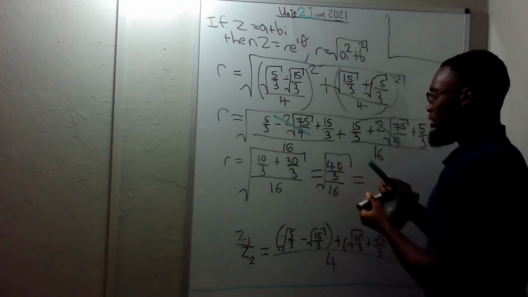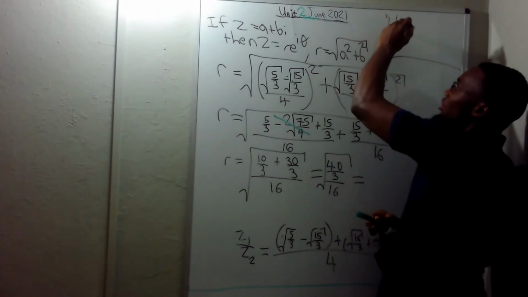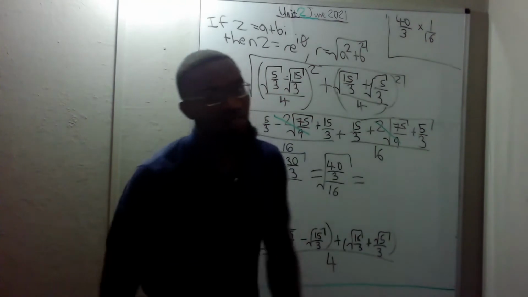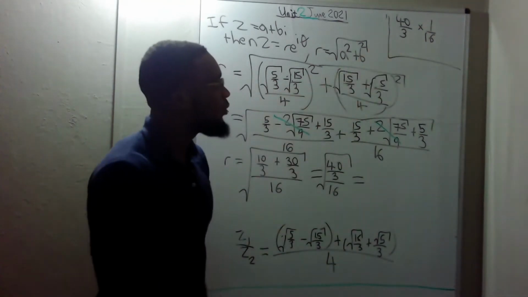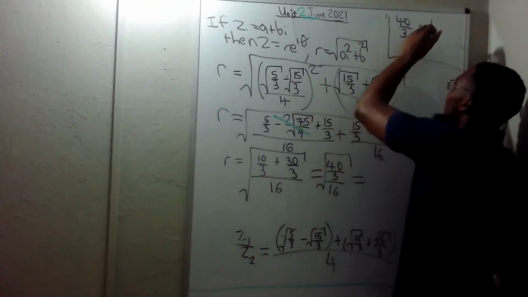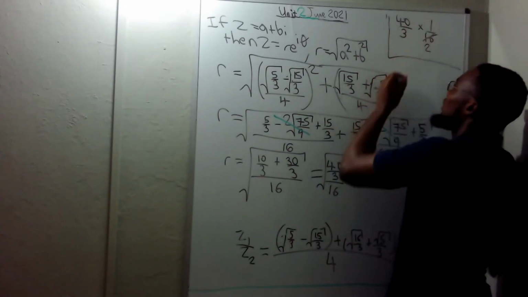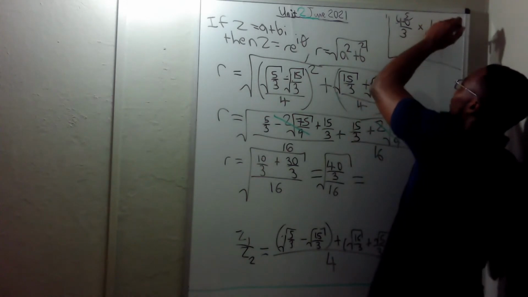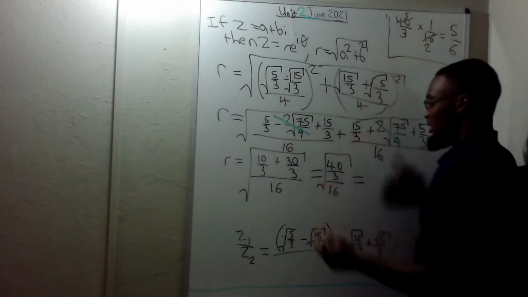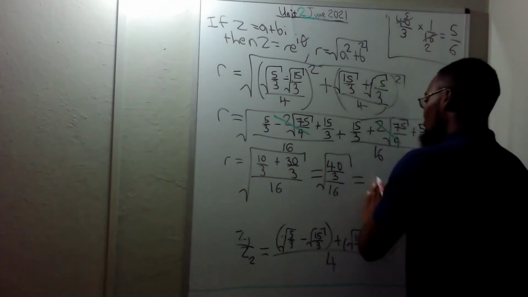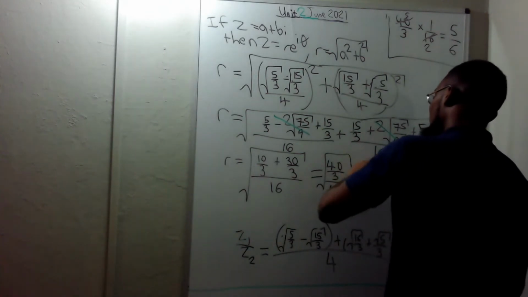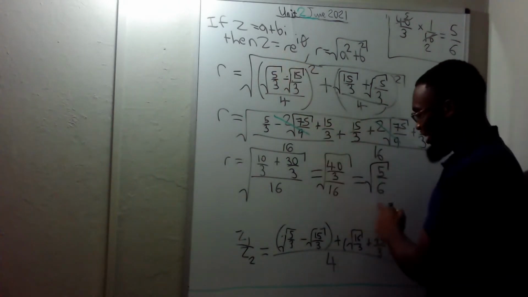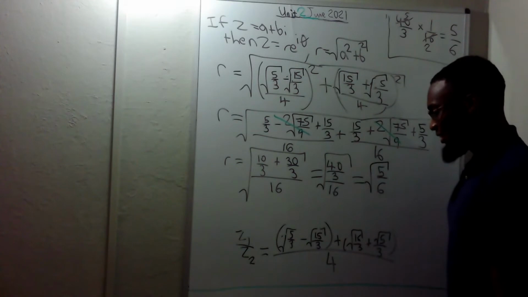Now, what's 40 over 3 multiplied by 1 over 16? If you're dividing by 16, you're just multiplying by 1 over 16. 8 into that goes 2 times. 8 into that goes 5 times. 5 times 1 is 5. 3 times 2 is 6. So all of this works out to be the square root of 5 over 6. So we get R now. R is the square root of 5 over 6.